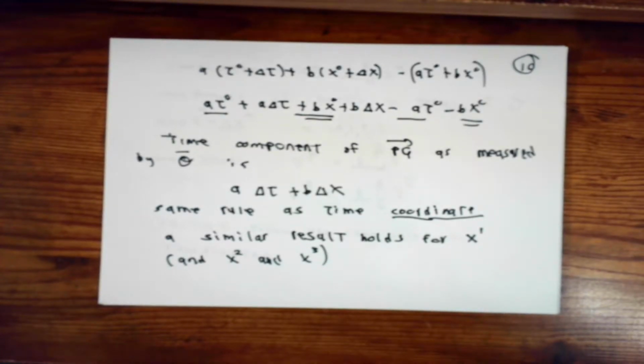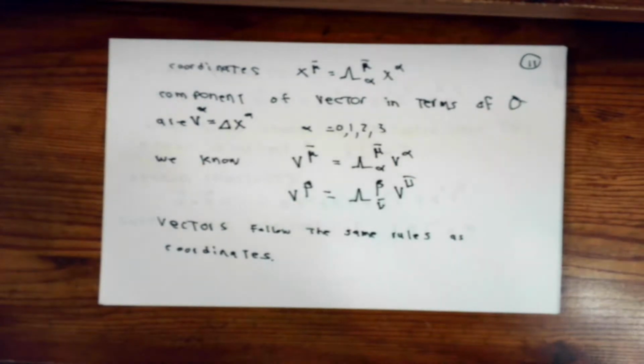After doing the algebra, it turns out that the components of a vector transform according to the same laws that individual coordinates do. That is to say, if x mu bar is lambda mu bar alpha x alpha, the components of a vector transform according to v mu bar equals lambda mu bar alpha v alpha. And similarly, if you are transforming components from the barred system to the unbarred system.